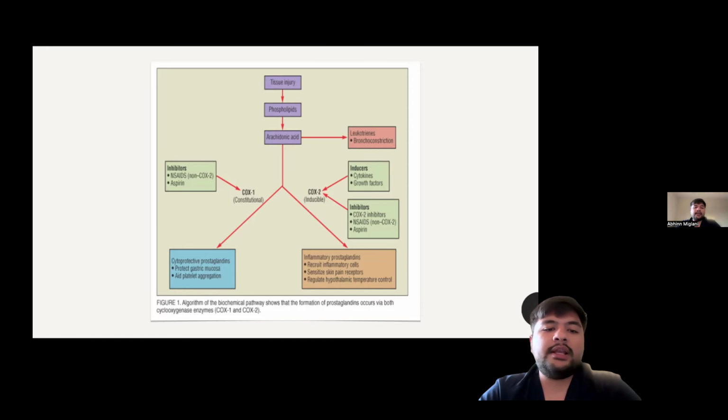So COX-1 is inhibited by both the NSAIDs and aspirin, and COX-2 as well. The cytokines and growth factors are the main inducers for the COX-2 enzyme.